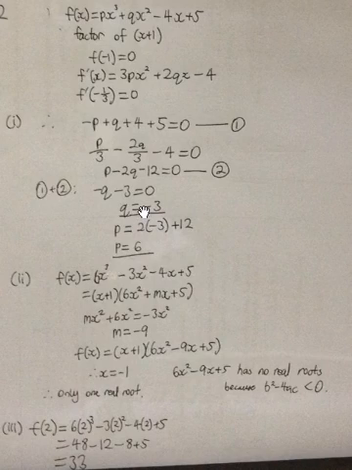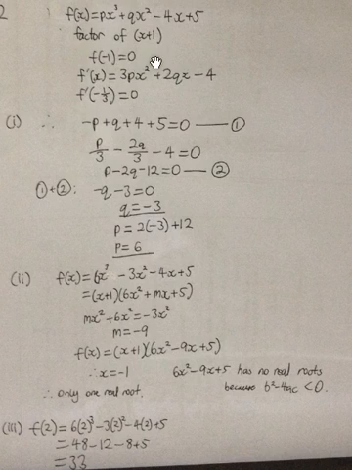Okay, f(x) equals px cubed plus qx squared minus 4x plus 5 has a factor of x plus 1. Therefore, it means that f(-1) equals 0. In addition, we also know that there's a stationary point when x is equal to negative 1/3.